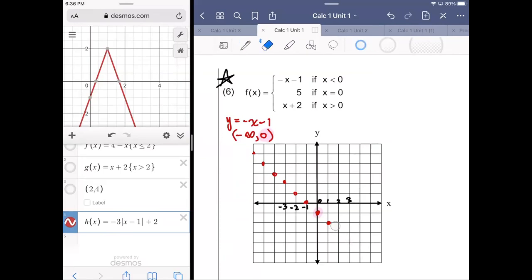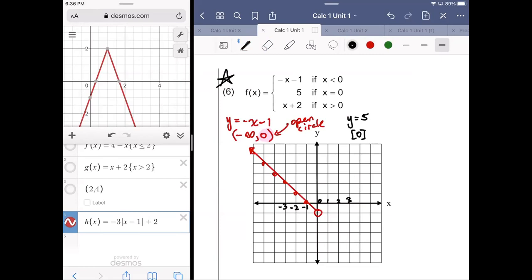So I can get rid of everything that comes after 0, but also add 0 because of the parentheses. This has got to be an open circle. So I'm going to replace this with an open circle. So now I have that piece. The second piece is kind of weird. That one says y is equal to 5 when x is equal to 0. So the domain is just the number 0.